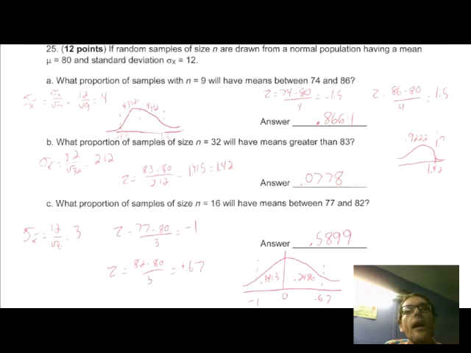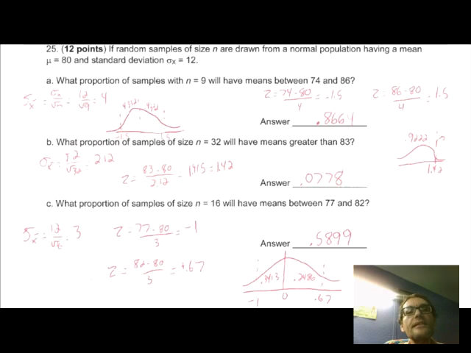In the second one, there's only one important number to work with. We're only working with greater than 83. So let's find the z-score for 83 in this one. We're going to do the same thing as the first one, but of course now we need a different standard error because the sample sizes are 32. So again, we'll take this sample mean of 83, take away the population mean of 80, and take it over the new standard error of 2.12 to get a 1.42.